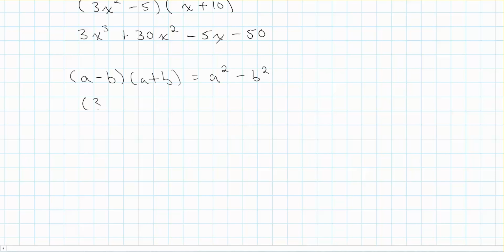So if we have 3x minus 4 times 3x plus 4, this would simply multiply to the quantity 3x squared. That's important. It's not 3x squared, it's the quantity 3x, squared, minus the quantity 4 squared. So if I do that, then 3 squared, of course, is 9. So this would be 9x squared minus 16.